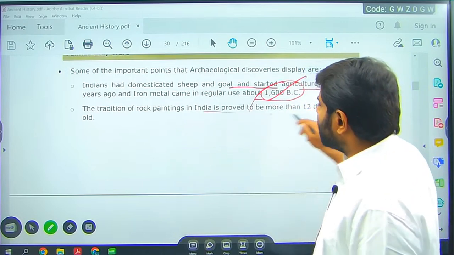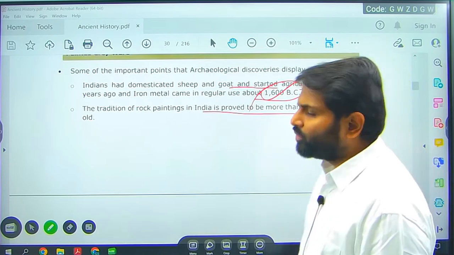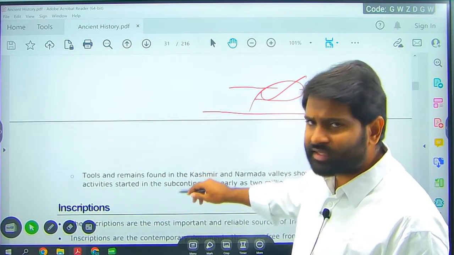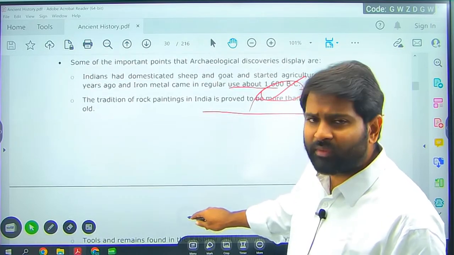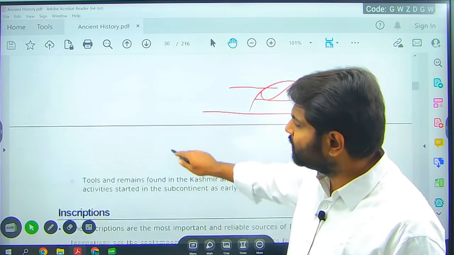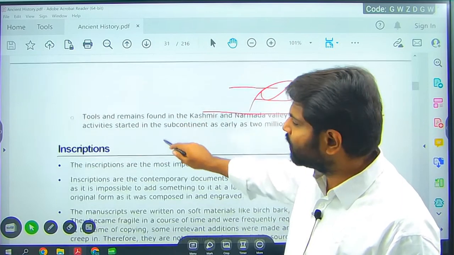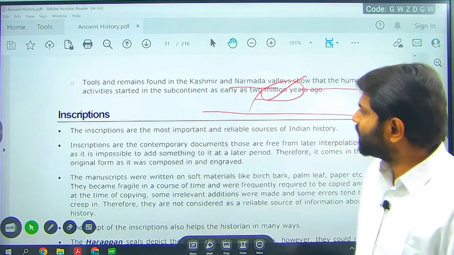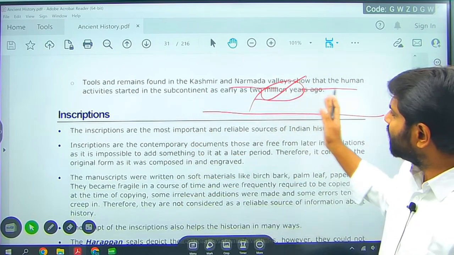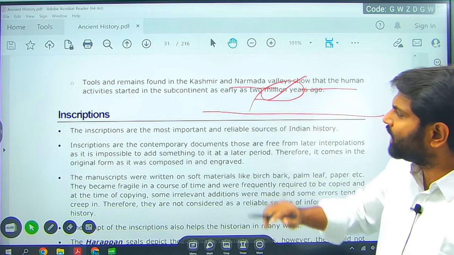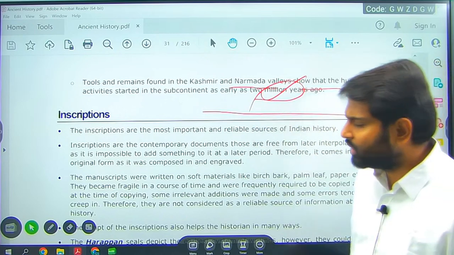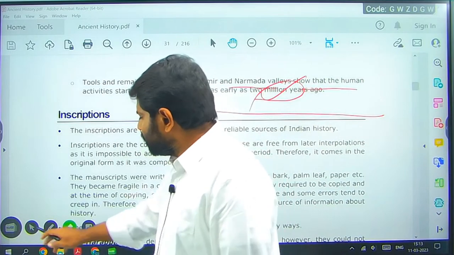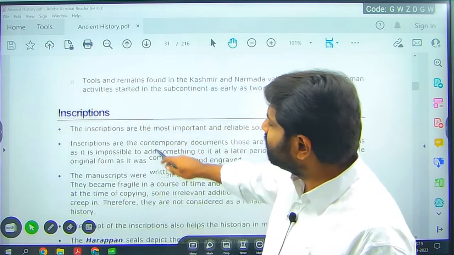The tradition of rock paintings in India proved to be more than 12000 years old. Rock paintings, as I said, Bhimbetka is one of the important rock paintings during the Mesolithic period. Tools found in Kashmir like Burzahom and Narmada valleys show that human activity started in the subcontinent 2 million years ago. So we have a history, we have antiquity, we have a heritage to claim upon, to dwell and learn also.